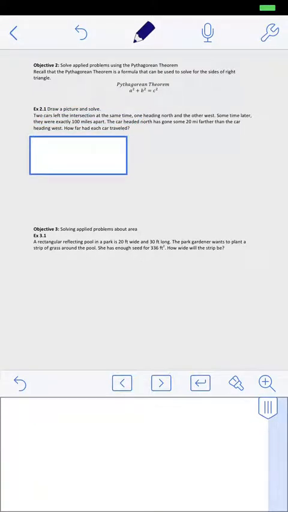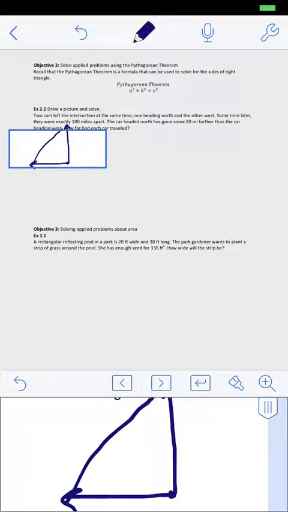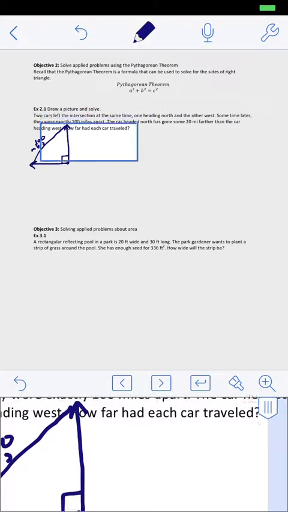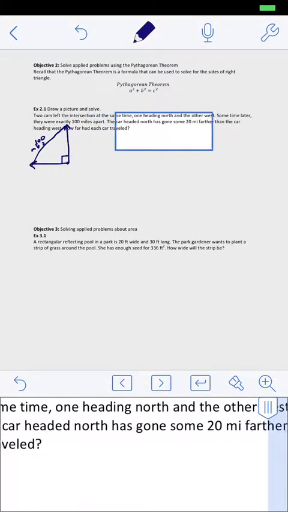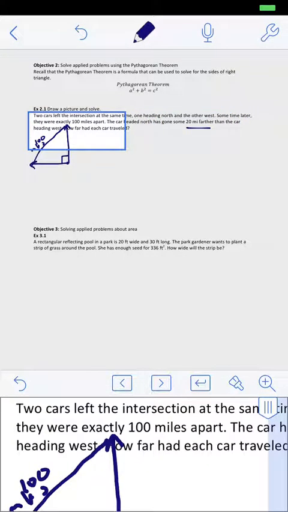Alright, so let's take a look at this. Here's our intersection. One car is going north, one car is going west, towards California, right? Let's draw that again. There we go. And then sometime later, they were 100 miles apart. Alright, so we can see this is going to be a right triangle problem. The other piece of information they give us, the car heading north, so this car right here, had gone 20 miles farther than the car heading west.